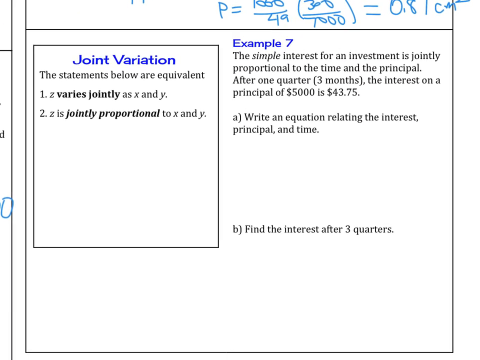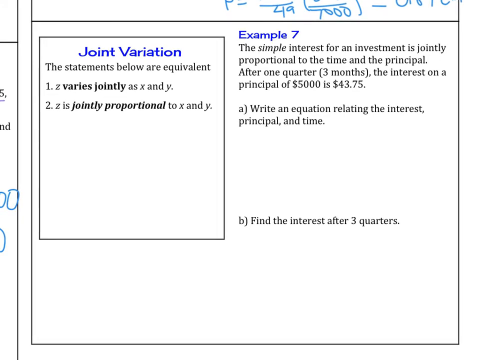The last thing we'll do is joint variation. The statements below are equivalent. Z varies jointly as x and y, or Z is jointly proportional to x and y. So we write this as z equals k times xy. The simple interest for an investment is jointly proportional to the time and the principal. After 1 quarter or 3 months, the interest on a principal of $5,000 is $43.75. So we need to write an equation relating the interest, principal, and time. So that's going to be interest equals k times principal times time.